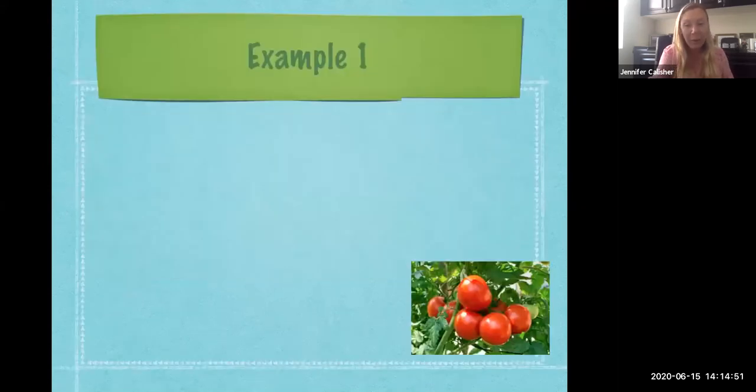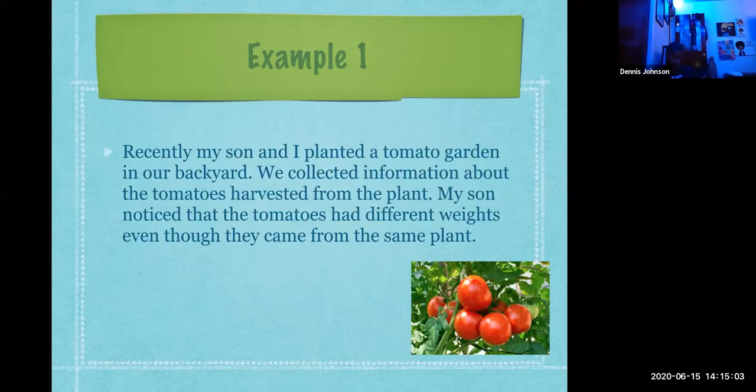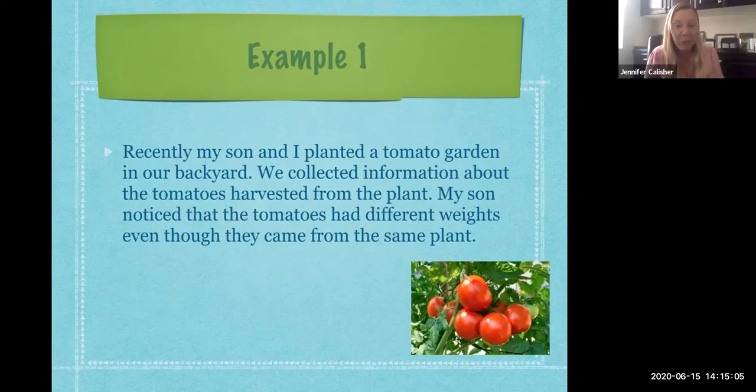Okay, so example number 1. You might have to help me with the reading because I have all your faces up so I can see you, but I can't read everything on my screen. It says, recently, my son and I planted a tomato garden in our backyard. We collected information about the tomatoes. Now I can't see the rest of it. So Serena, can you read the rest for me? We collected information about the tomatoes harvested from the plant. My son noticed that the tomatoes had different weights, even though they came from the same plant.